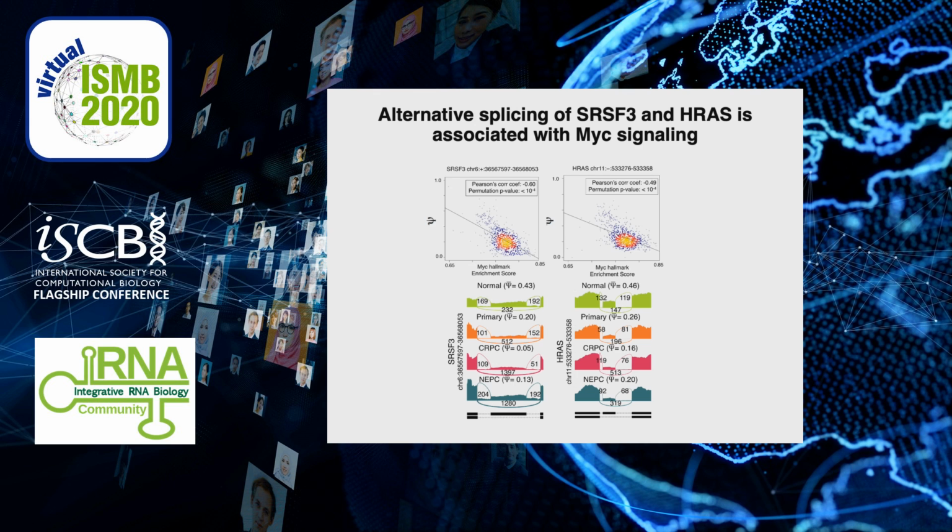The exon inclusion level, or PSI value, on the y-axis is strongly anti-correlated with the MYC pathway activity score on the x-axis. Looking at the disease stage through this sashimi plot, we can see that the middle exon shows a steady decrease from normal to metastatic phenotype, despite a rebound in the neuroendocrine phenotype, which is actually from a relatively small sample size. On the right, we saw a similar trend of a MYC-correlated exon skipping event in this proto-oncogene called HRAS.